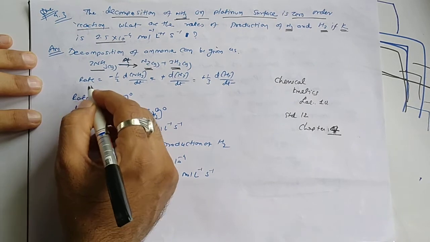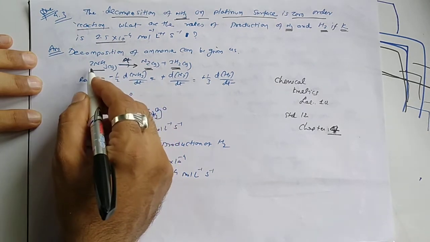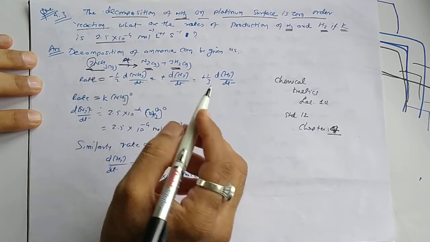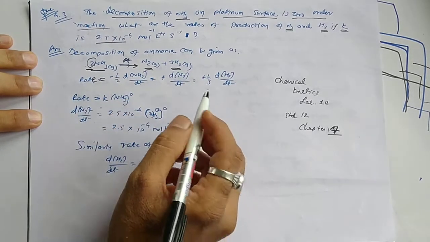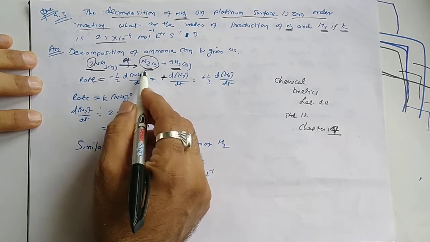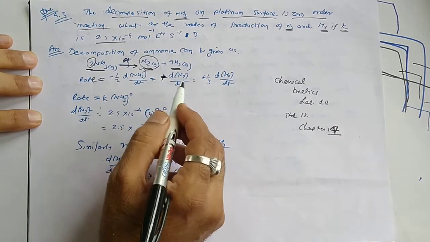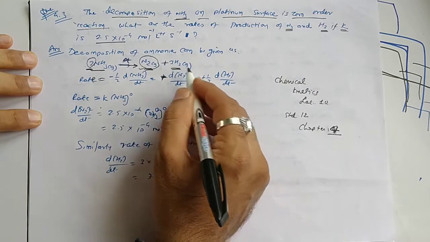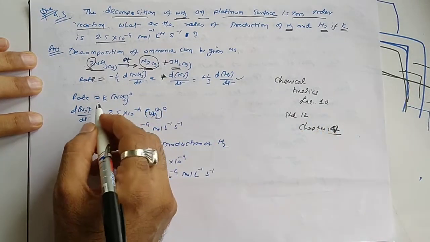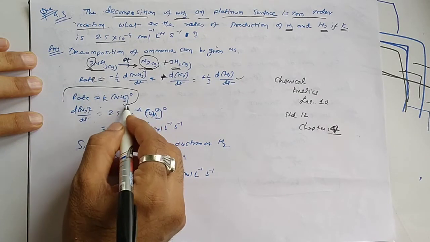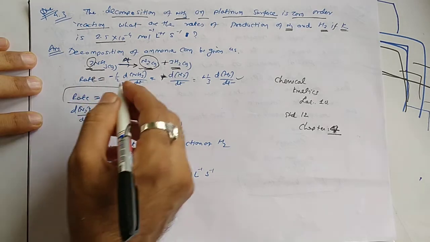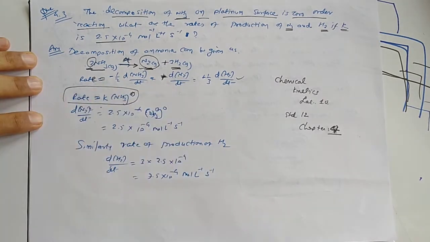Now here is the rate of reaction. This is the reactant, so minus 1 by 2 d[NH3] upon dt equals plus d[N2] upon dt. For the product it should be positive, here also plus 1 by 3 d[H2] upon dt. So actually the rate of reaction formula is K [ammonia] raised to 0, because a zero order reaction is given.